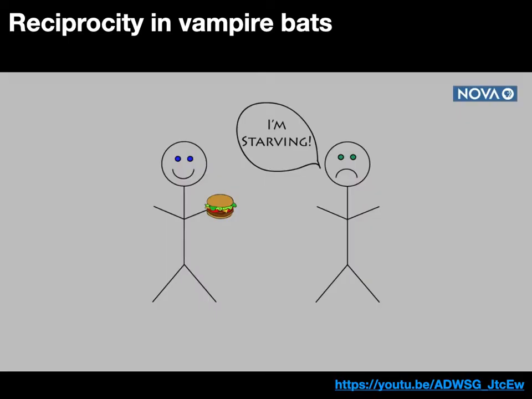Okay, so another short clip here, about 2 or 3 minutes, I think, of a fascinating example of reciprocity in vampire bats. This is from the PBS program Nova. Again, if I have to remove this clip for copyright, I really recommend that you go and watch it. The link is there at the bottom of the slide.